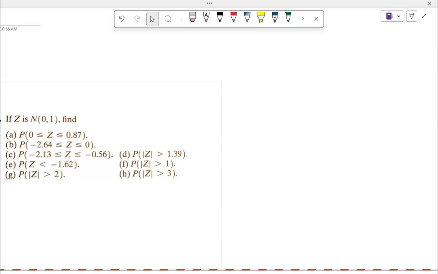My goodness, I don't know what that problem. So that's what section 3.3 talks about.